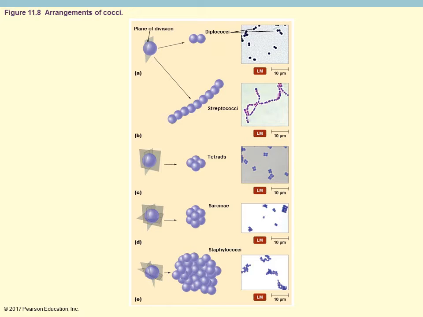Are they in singles? Are they what we call diplococci, which just means that you have two of them together? Is it a chain, a long chain sometimes of them? Is it a tetrad? Sometimes you will see cocci, especially in tetrads, so you have four of them connected together.